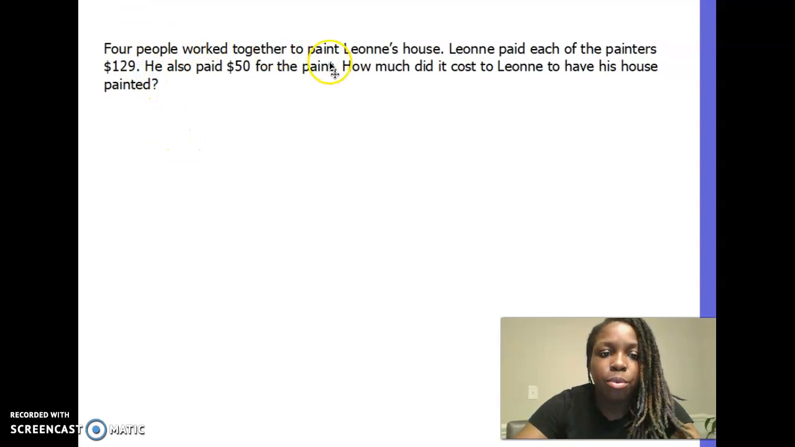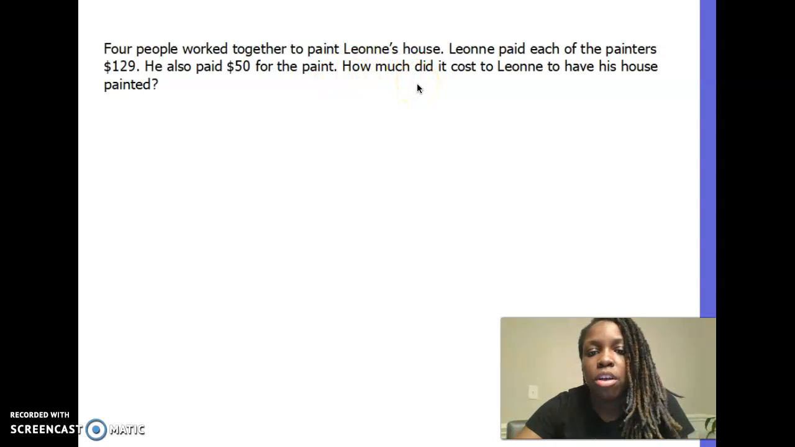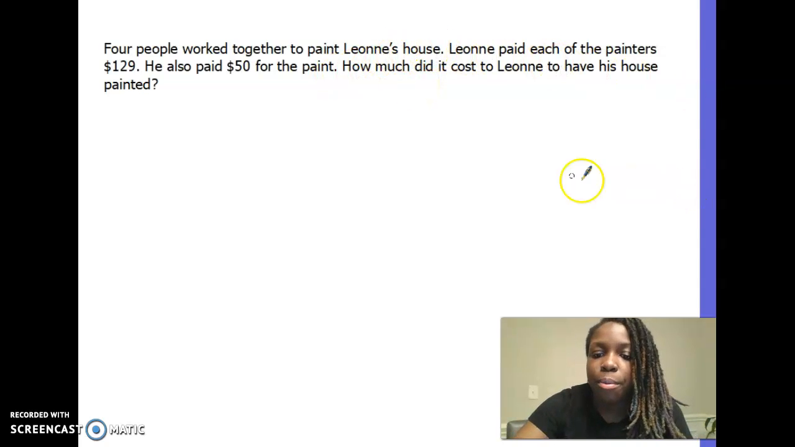So it says 4 people worked together to paint Leon's house. Leon paid each of the painters $129. He also paid $50 for the paint. So how much should it cost Leon to have his house painted? So remember, when we're reading this, we're reading it sentence by sentence.